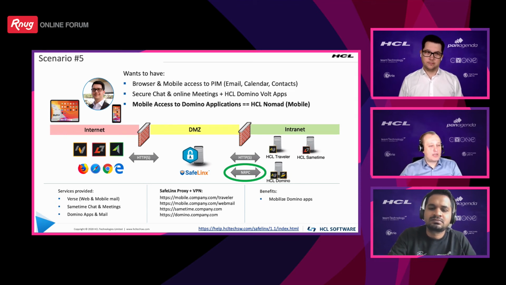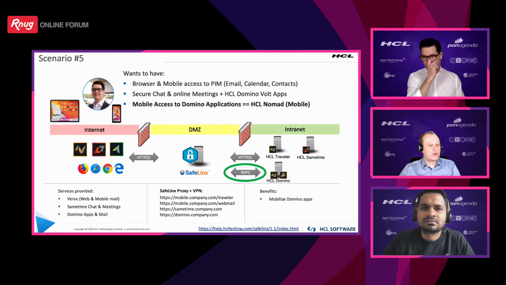I have updated this chart over here because in this configuration, I have to point out for our network administrators that the connection between the Safelinx server and the Domino server is going to be on the NRPC protocol. So the firewall between the DMZ and the intranet needs to allow the NRPC traffic. But in short, that means you don't have to redevelop your applications. You just install Nomad, and the existing Notes application just works on a mobile device.